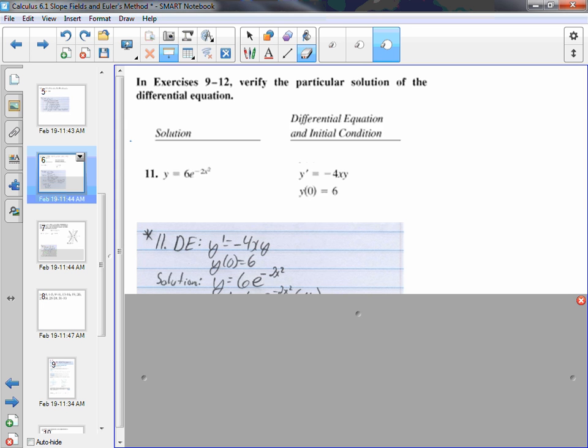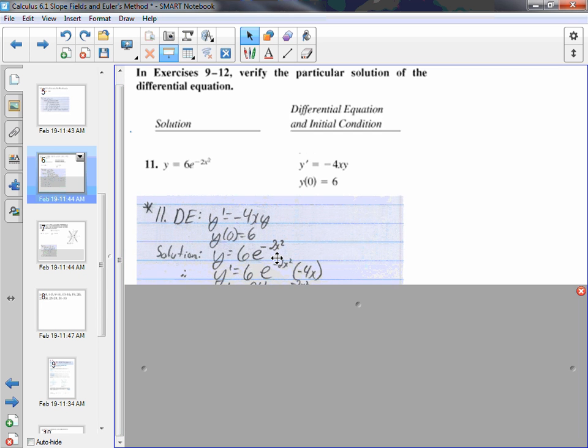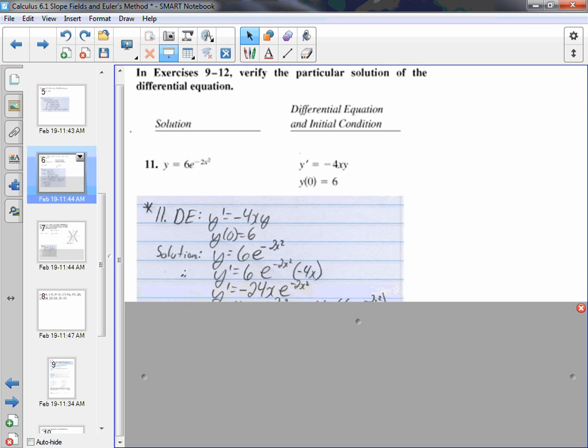Okay, now, negative 2x squared. Let's find the derivative so we'll know what to replace y prime with. So y prime equals. Then I'm going to constant multiple rule this one. It'll be 6 times the derivative of e to the u. Derivative of e to the u is e to the u times the derivative of u. So e to the negative 2x squared times the derivative of negative 2x squared, which is negative 4x. So y prime is negative 24x e to the negative 2x squared.